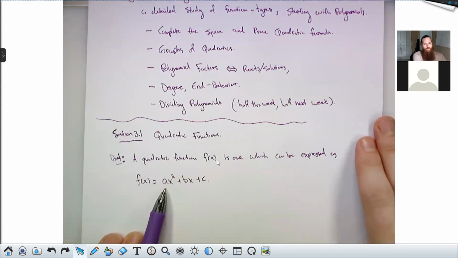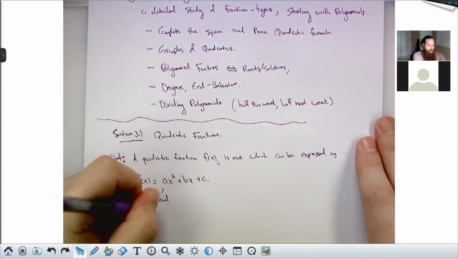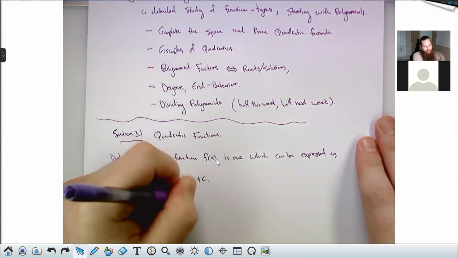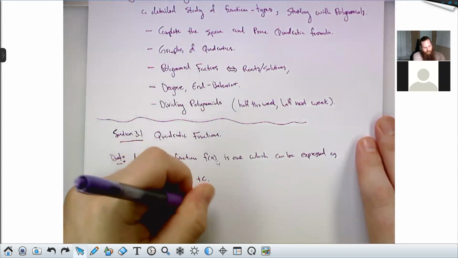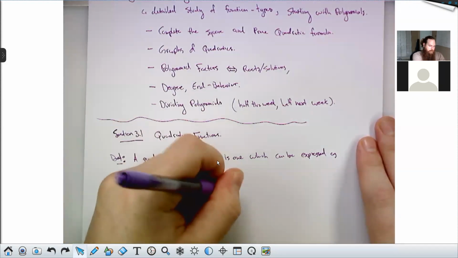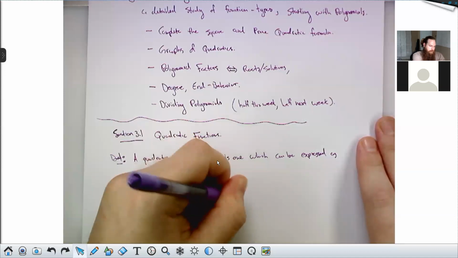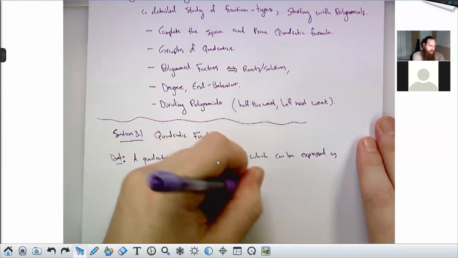We call a the quadratic coefficient or lead coefficient. We call b the linear coefficient. And we call c the constant term or constant coefficient, but sometimes just called the constant term.